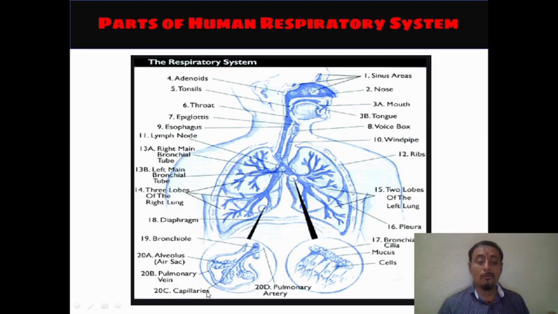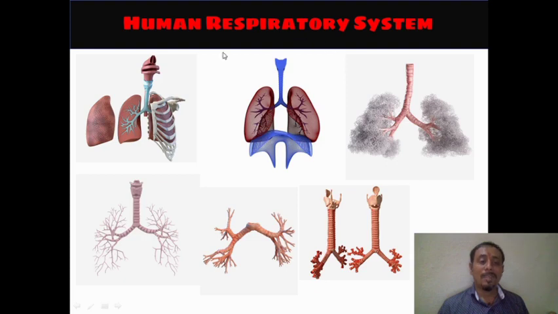So what is 20D? Pulmonary artery. So here the respiratory system of humans is shown in detail. Next, let's see if we cross section this human respiratory system into various parts, how it appears.